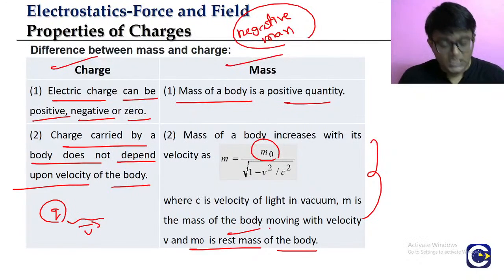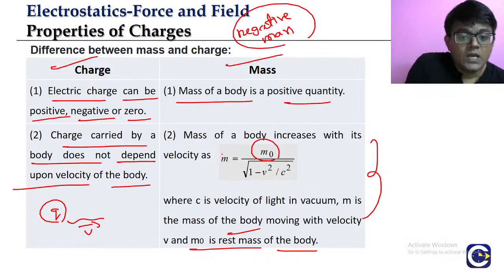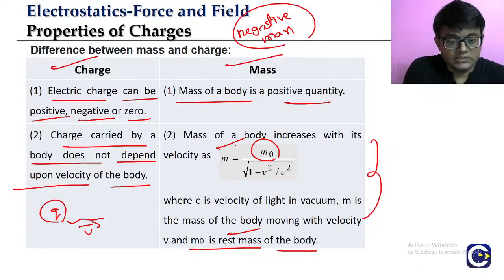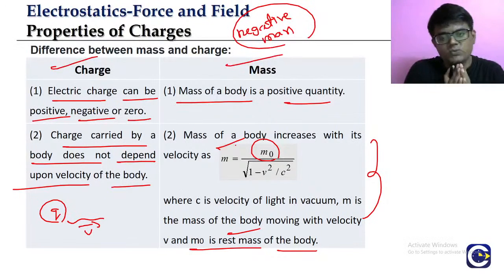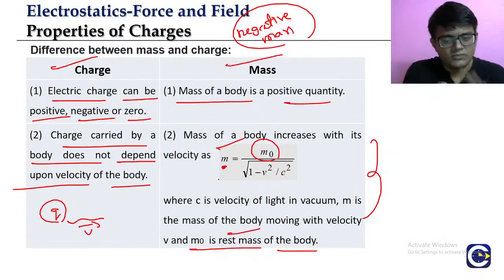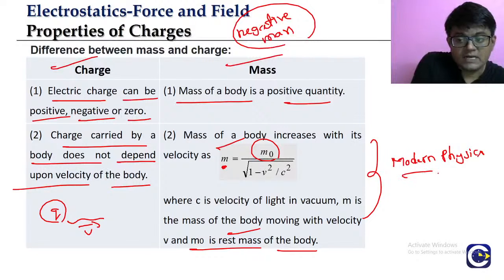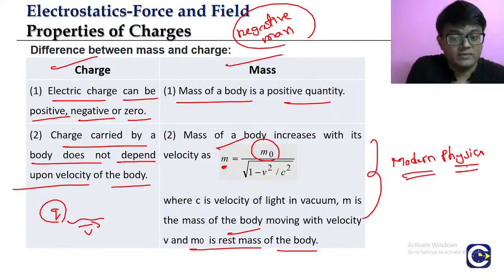then you know what will be the mass of the body which is in motion. What is the formula for m? M will be equal to m naught divided by root of 1 minus v square by c square. So that is the mass of the body in motion. We are going to discuss this formula when we go to the modern physics chapter, and how the rest mass and the mass in motion will be different.